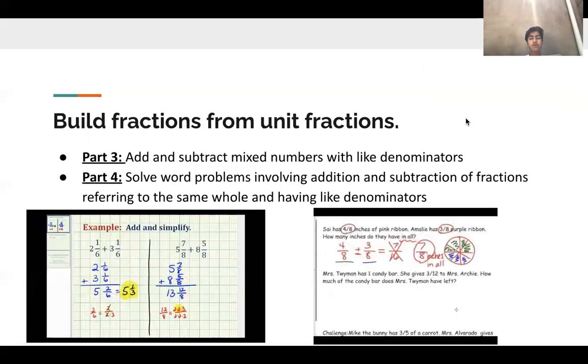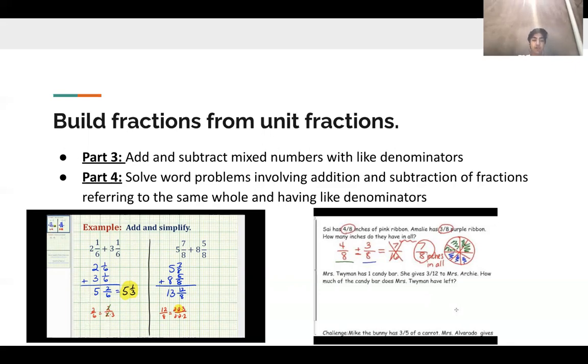Now, continuing on this understanding, we should also know how to add and subtract mixed numbers with like denominators. So if we look at this example at the bottom left here, we have 2 and 1/6 plus 3 and 1/6. First you want to do 2 plus 3, and that gives you 5. Then you want to do 1/6 plus 1/6, and that is going to give you 2/6. So you have 5 and 2/6. Now 2 over 6 can be simplified. You divide the top and bottom by 2, because 2 is a common factor that goes into both of them. So therefore you get 5 and 1/3.